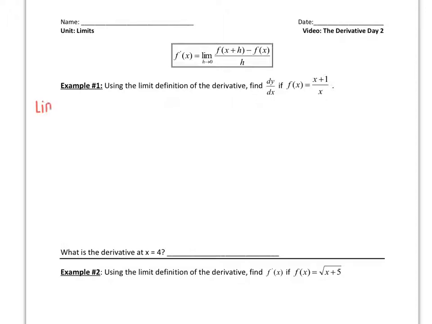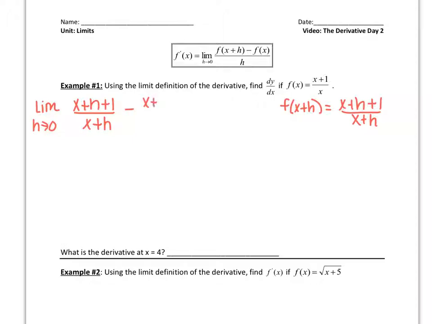So we're going to take the limit as h approaches 0 of f of x plus h. What that means is everywhere I see an x, I'm going to put an x plus h. So x plus h plus 1 over x plus h. All right, so we're going to make that our f of x plus h. Then minus our f of x, which is x plus 1 over x, all over h.